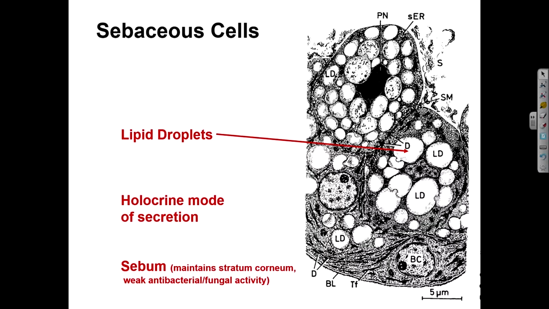And it contains a large number of lipid droplets, and it secretes by a holocrine mode of secretion. So what does that mean? Holocrine means the entire cell ruptures and the nucleus as well as all the contents are discharged. So it's like suicide, right? Holocrine, whole cell ruptures and releases the sebum, which contains a lot of lipids. And this is thought to have antibacterial and antifungal activity, and also acts as kind of another layer under the surface of the skin.